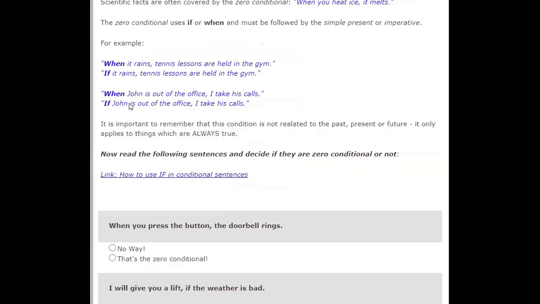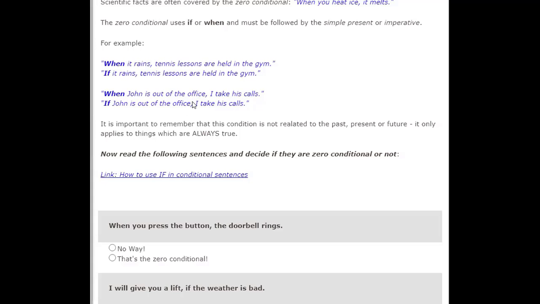Now here you see that is here. It is present, but it is the present to be tense. If John is out of the office, I take his calls. Remember that in both of these, it would be present. Remember this, it's very easy. Other types maybe you will find a little confusing, but the first one, zero conditional, is very easy. Here you have to use present, and here also you have to use present.